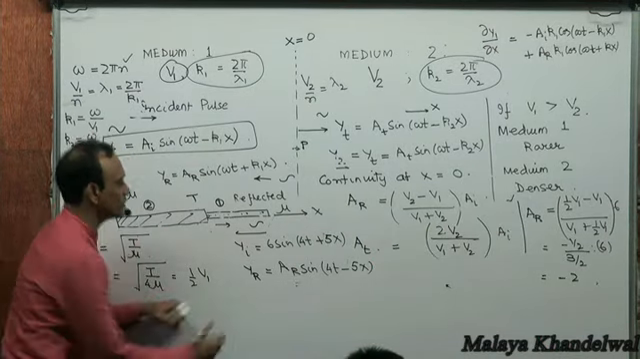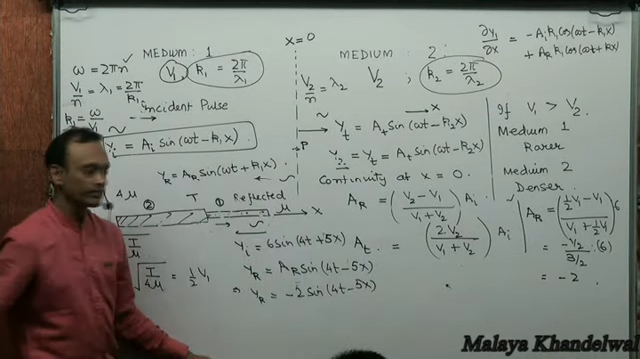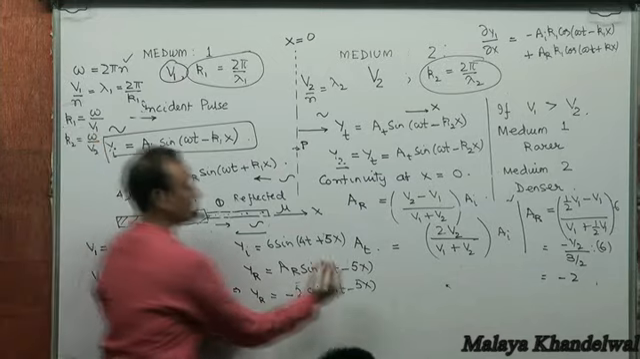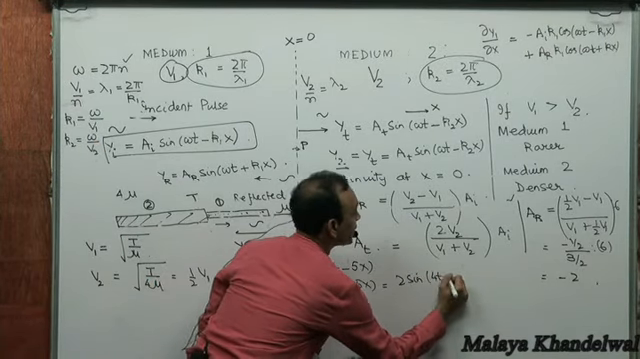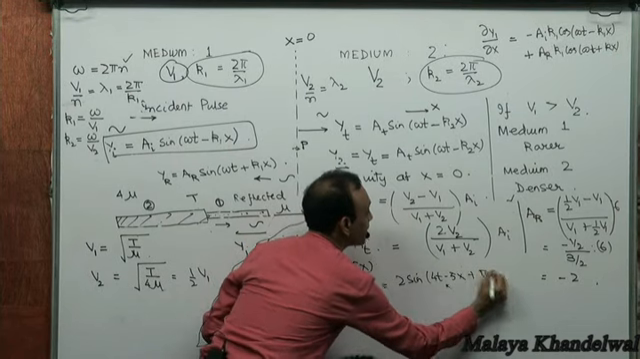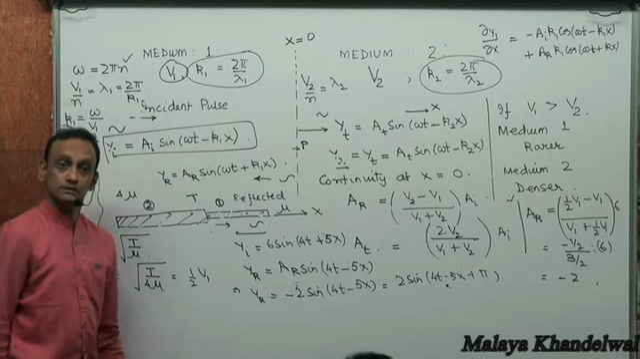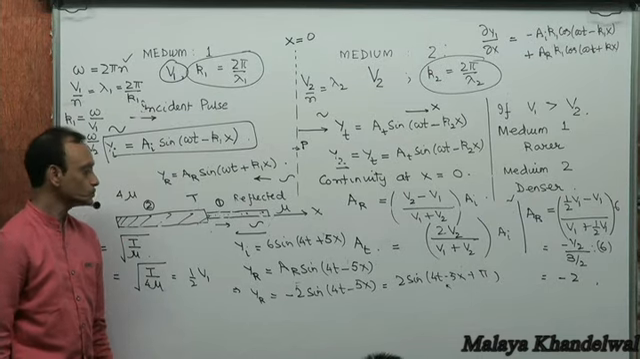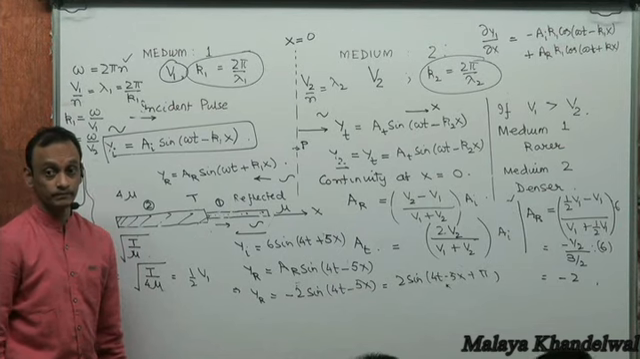So the equation of the reflected pulse is going to be minus 2 sin(4t minus 5x), which could also have been written as 2 sin(4t minus 5x plus pi). Yes or no? That's the equation of the reflected pulse.